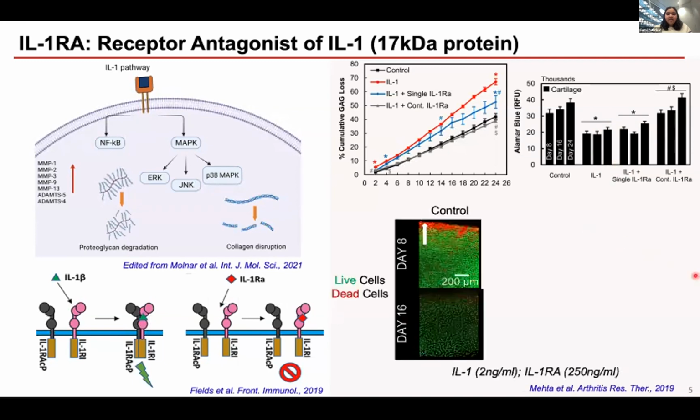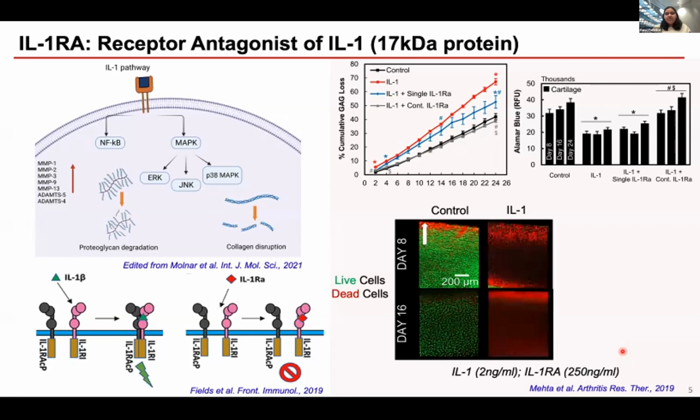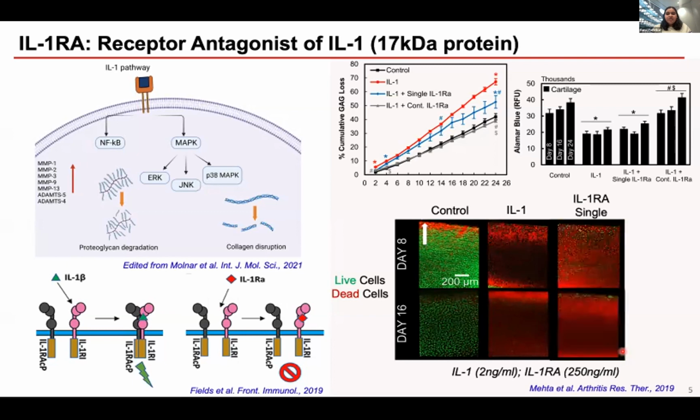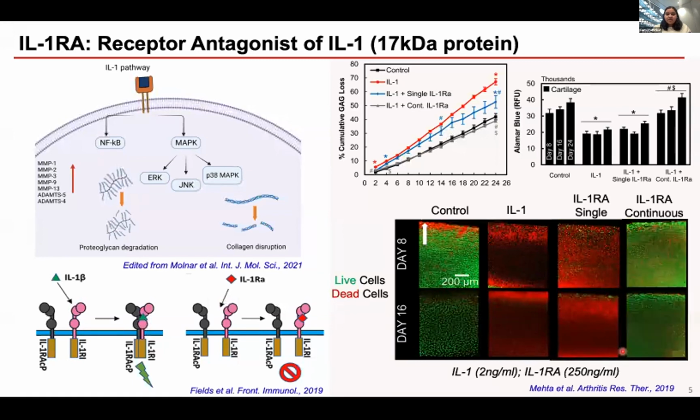Further, cartilage viability images of the control group show green fluorescence indicating majority live cells, whereas red fluorescence in the IL-1 group indicates dead cells. A single dose of IL-1RA was unable to rescue the cartilage and looks similar to the IL-1 group. However, with a sustained dose, it was successful in suppressing the IL-1-induced GAG loss and has a majority of live cells. This shows that IL-1RA is an effective drug, but a sustained dose is required.